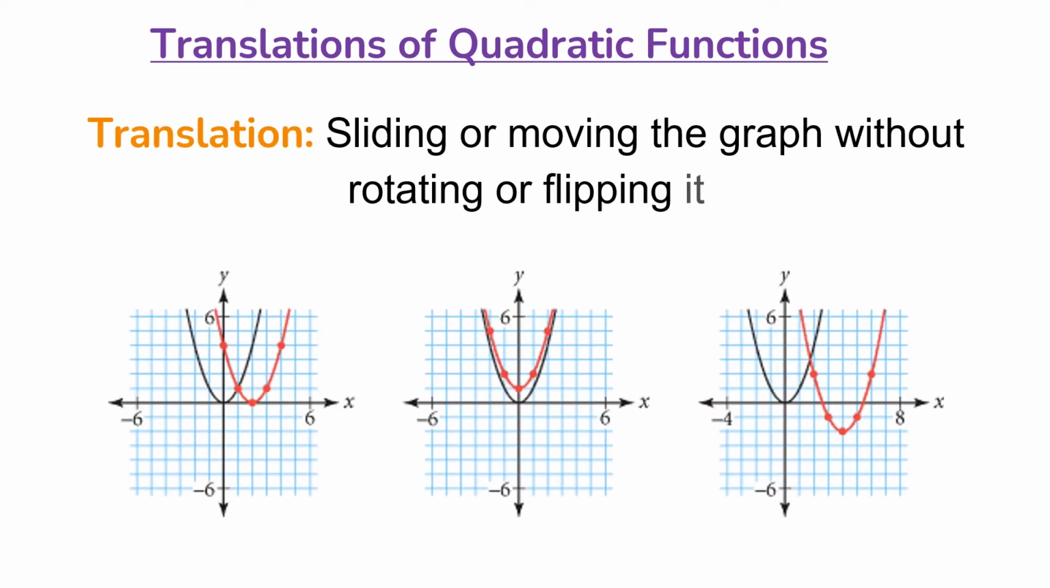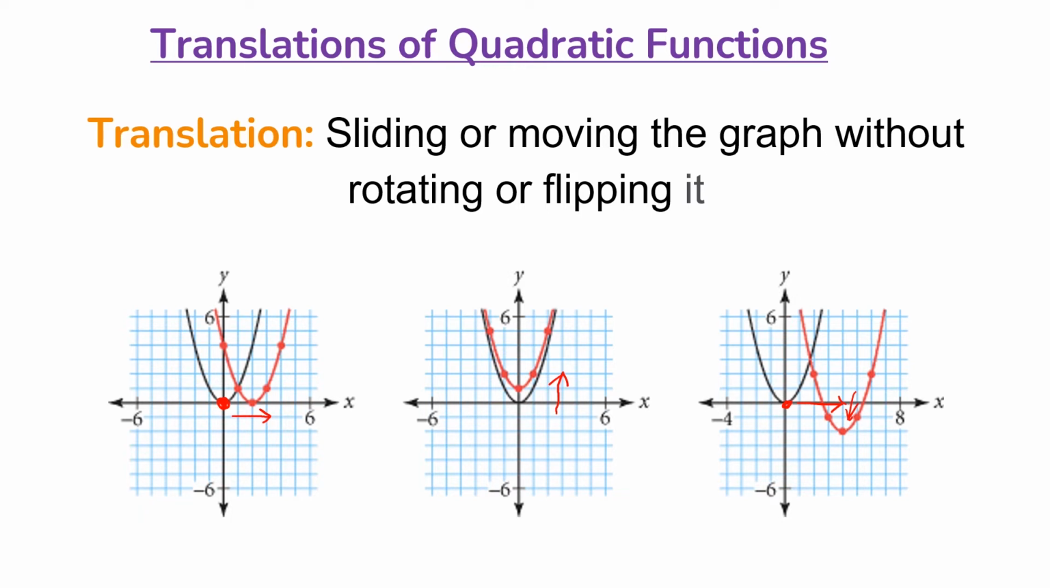The first type of transformation we're going to look at is a translation, and that is sliding or moving the graph without rotating or flipping it. So we see here we have different examples of a translation. This is our parent function in the middle here, because it has the vertex of (0, 0). We can see that this graph is translated to the right. The middle graph here, we have our parent function in black. We can see that this graph is translated up. And our last graph here, we can see our parent function, and this graph is actually translated to the right, and is also translated down as well.